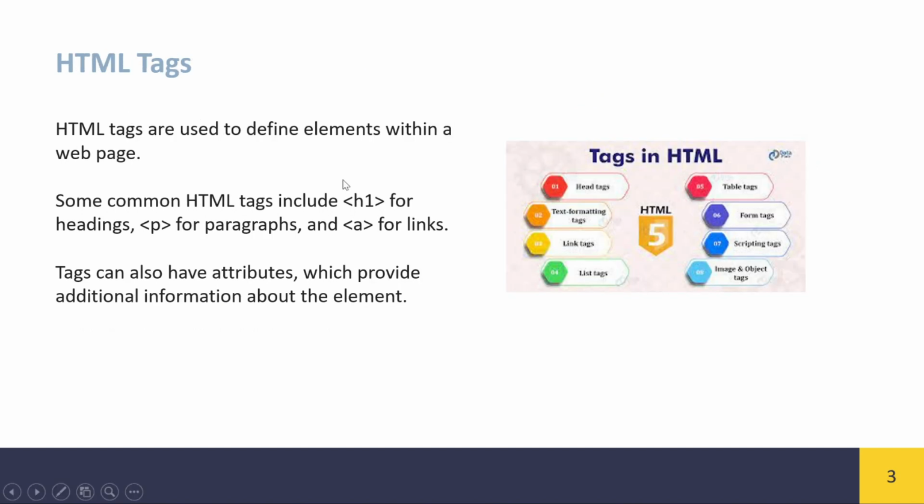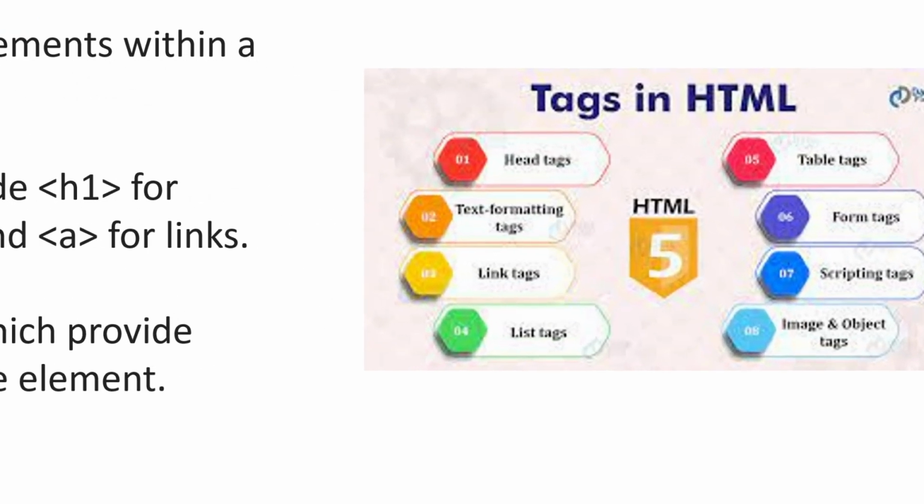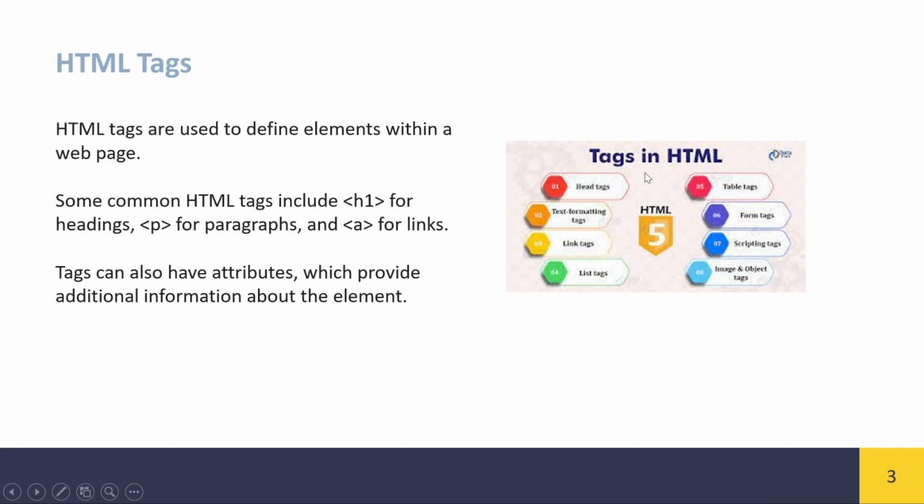And HTML tags. There are different tags. See this picture. There are head tags, text formatting tags, link tags, list tags, image tags, object tags, scripting tags, form tags, table tags. Like this, there are many tags. And HTML tags are used to define elements within a web page. For developing a web page, we need these types of tags. Okay.